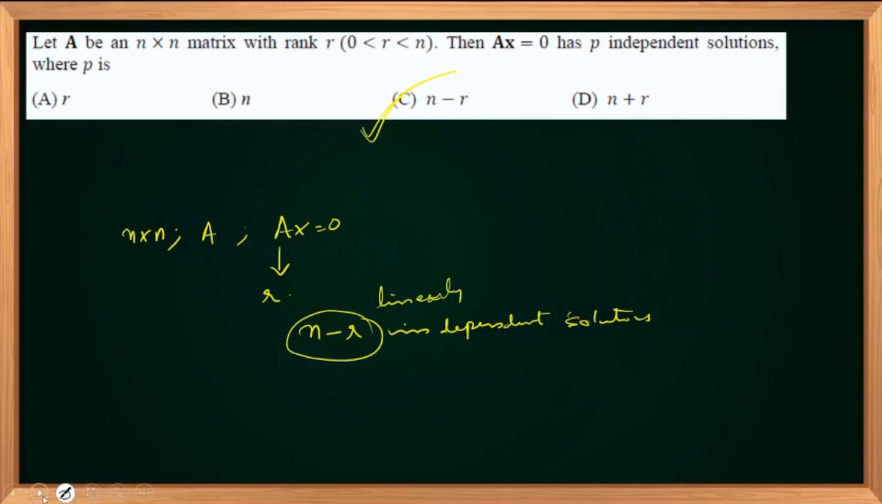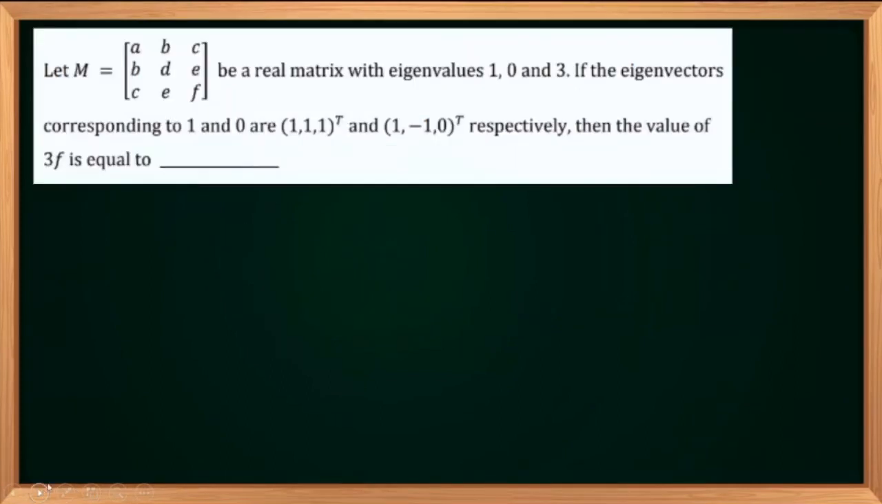Next question. This is a question which demands some time to work out. This is a tough question, but you can answer it. Let M equal to [A, B, C; B, D, E; C, E, F] be a real matrix with eigenvalues 1, 0, 3. If the eigenvectors corresponding to 1 and 0 are (1, 1, 1) and (1, minus 1, 0) respectively, then the value of 3 times F is equal to what?